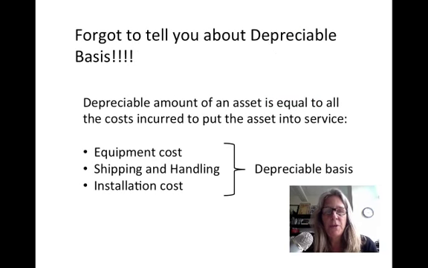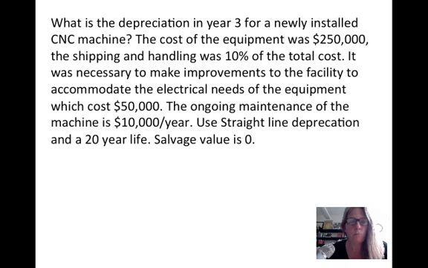So I forgot to tell you about depreciable basis, and this has to do with how much you can depreciate of an asset. So the depreciable amount of an asset is equal to all the costs incurred to put that asset into service, which includes the cost of the equipment plus shipping and handling and installation cost, and that's known as the depreciable basis. So here's an example.